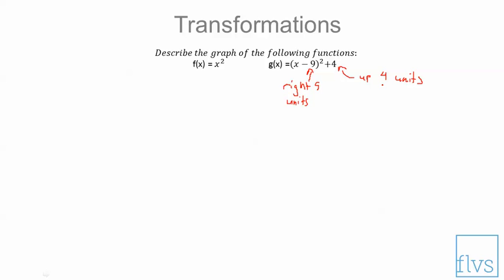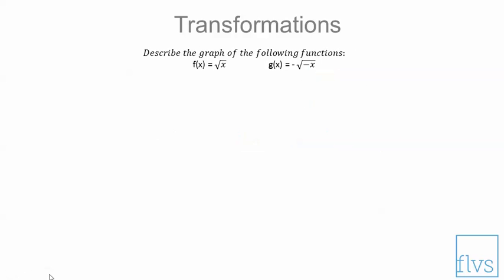So when I'm describing this transformation, I would say, maybe something like translated 9 units to the right and 4 units up, something like that. So a transformation can be more than just one thing. Several things can happen to it.